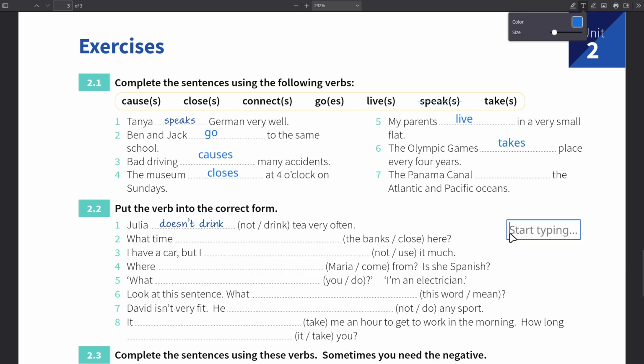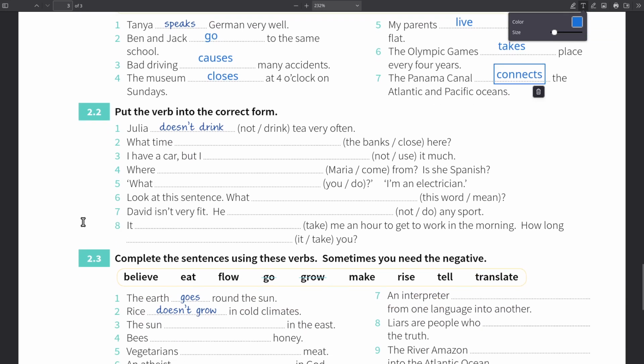Let's move on. The Panama Canal, the Atlantic and Pacific Oceans. In that case, the Panama Canal, we're talking about a singular, and also we're talking about things. In that case it is "connects". The Panama Canal connects the Atlantic and Pacific Oceans. Okay, let's move on to the next section.